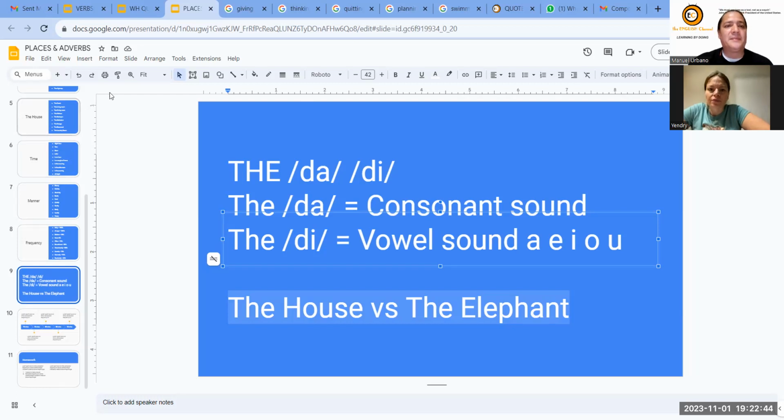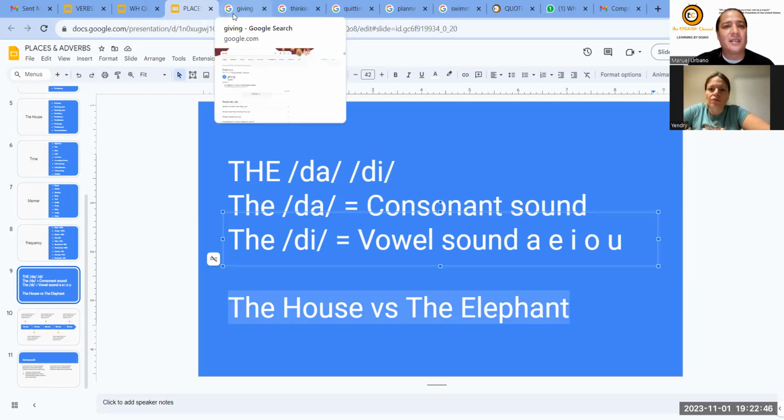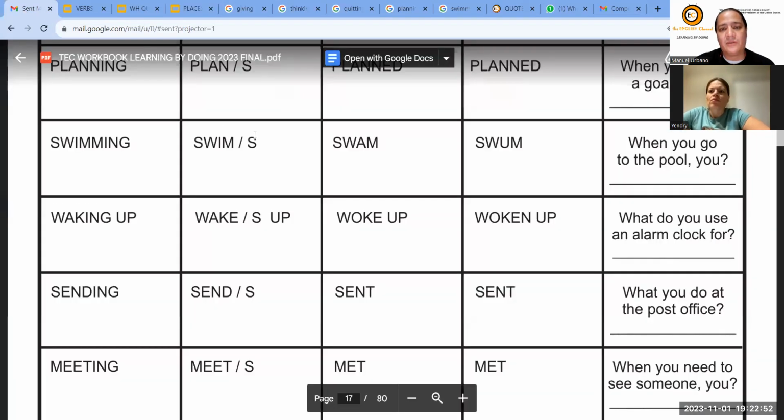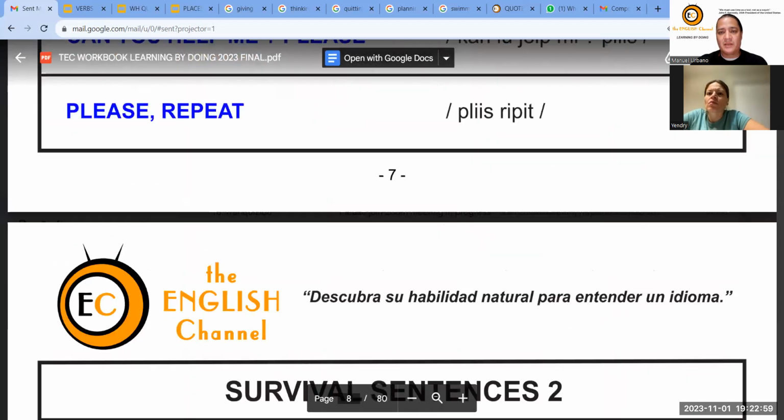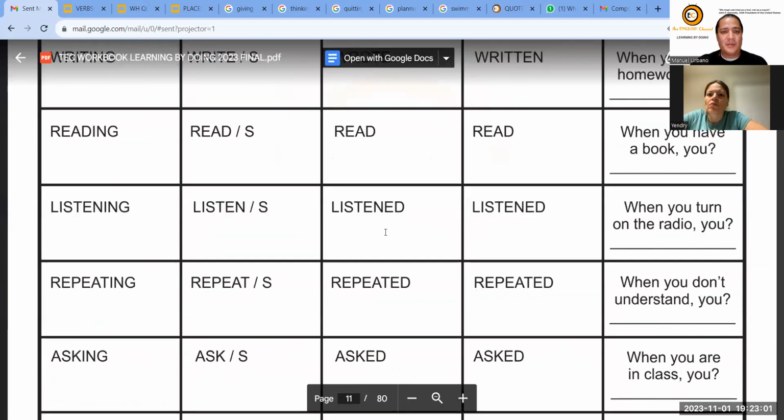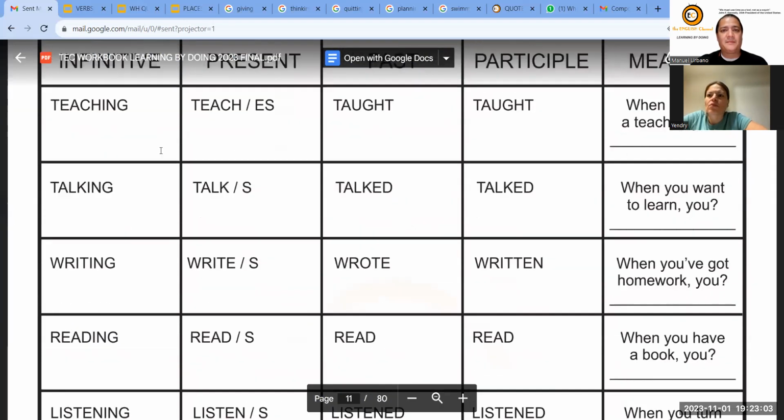All right, let's go to the next exercise for the class today. What we're going to do is a little review of the verbs, some verb verification, and then we'll do the verbs for today. Okay, let's start. Please repeat.